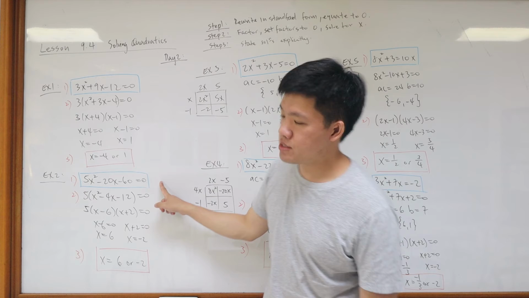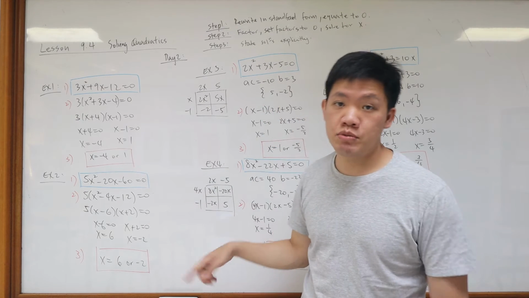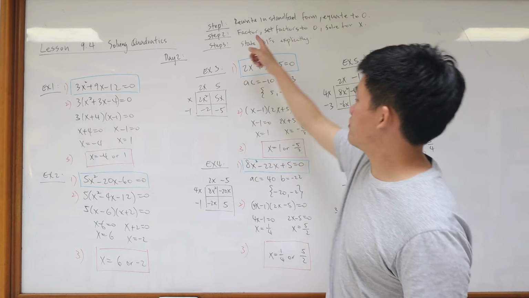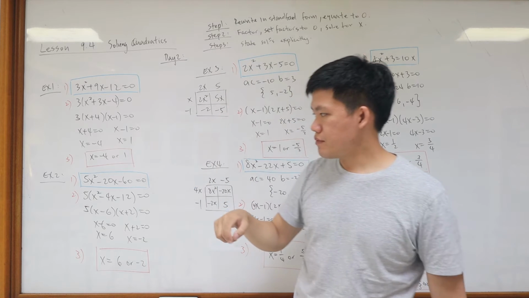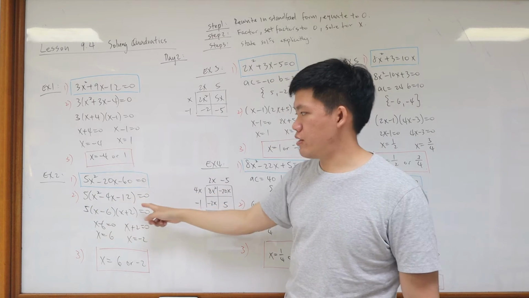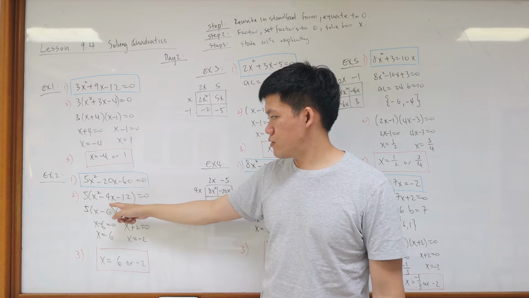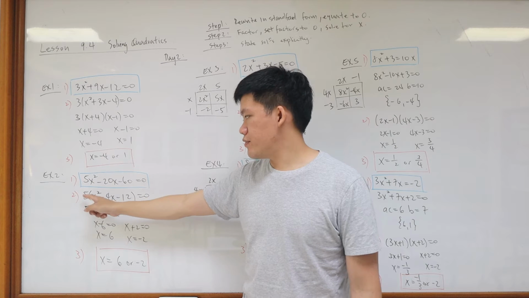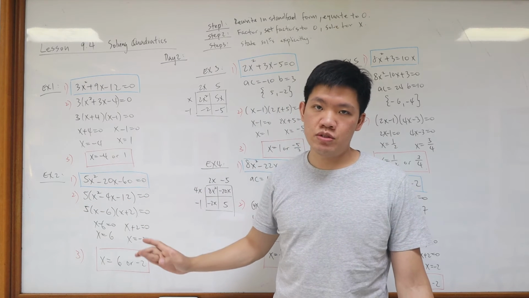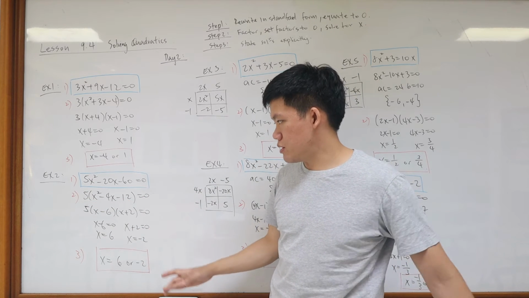Okay, example number 2, the question reads 5x squared minus 20x minus 60 is equal to 0. Is this in standard form? Yes, it's equal to 0. That means we proceed to step number 2 where we factor, equate, and solve. The greatest common factor here is 5, so factor it out. You end up with x squared minus 4x minus 12. The 5, again, you can just move to the other side. 0 divided by 5 is still just 0, so there's no effect.